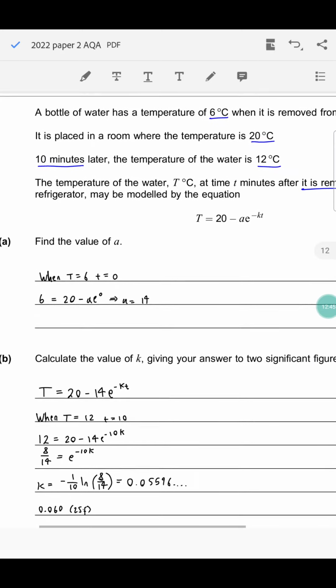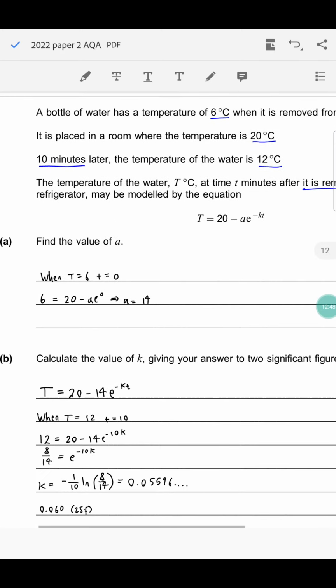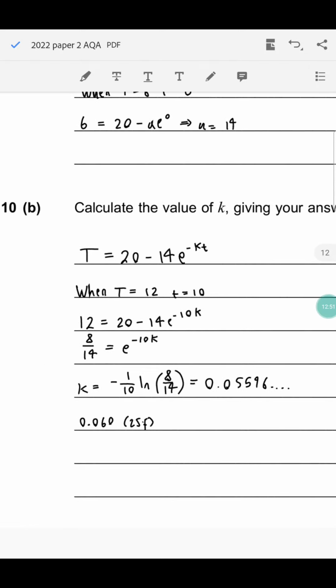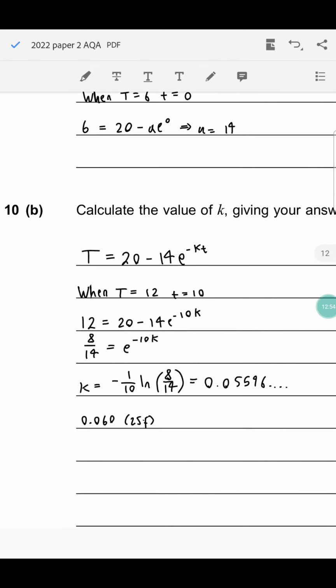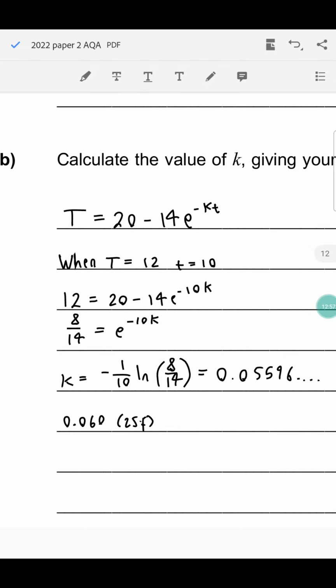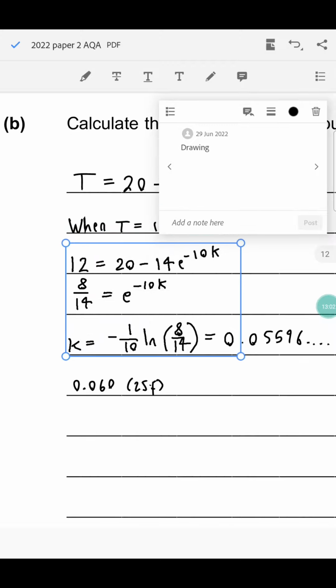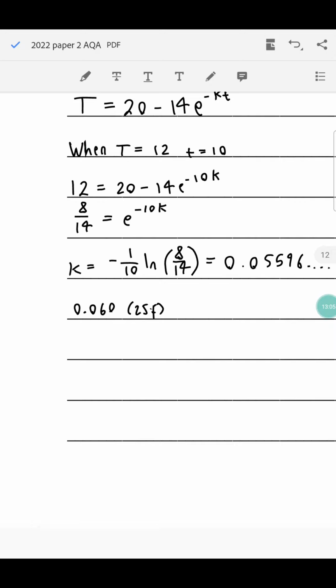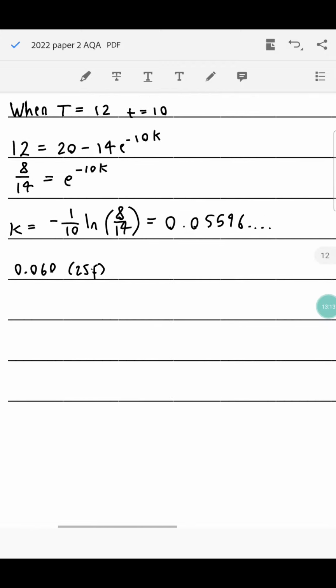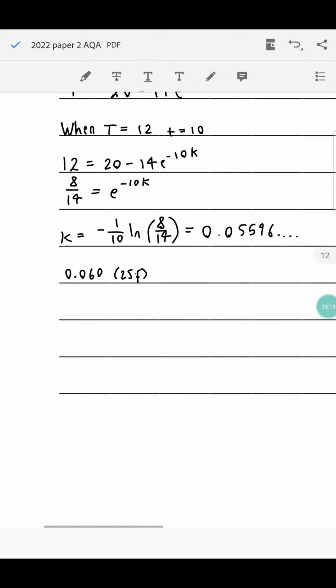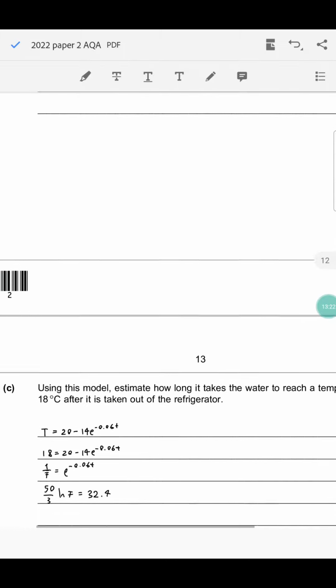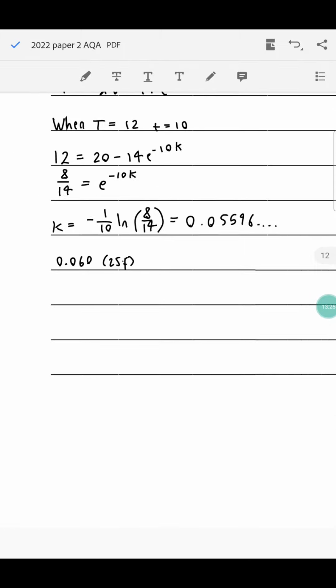It says 10 minutes later, the temperature of the water is 12 degrees. So when the temperature is 12, the time is 10 minutes. So we substitute that into this. To find k, we just do the inverse, so we ln both sides. We get that k is equal to minus 1/10 ln of 8 over 14, or 4 over 7. It doesn't matter if you simplify it, which simplifies to 0.05596. Now we just want it to two significant figures because it says that in the question, so that's going to be 0.060.